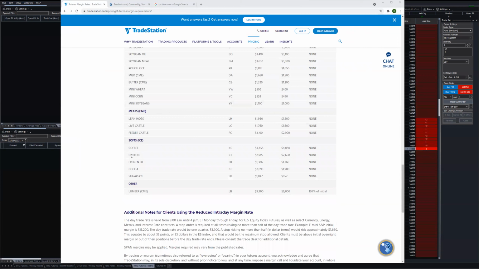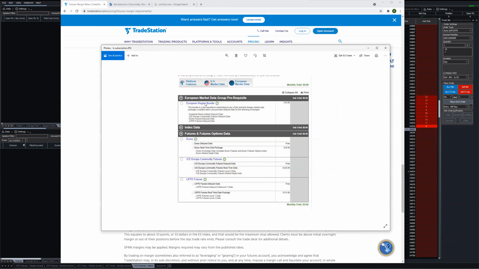All these softs: coffee, cotton, frozen orange juice, I put in brackets. I don't know about that one. Never checked this one out. Cocoa, and of course sugar, right? So I'm pretty confident that I'm going to subscribe to ICE. I'm not yet subscribed to ICE.